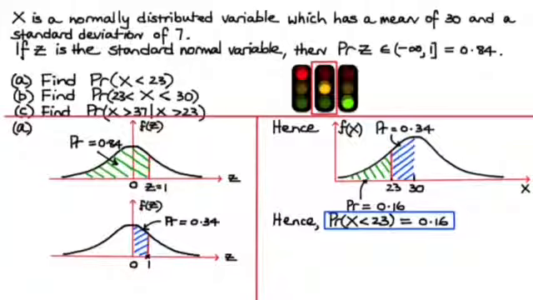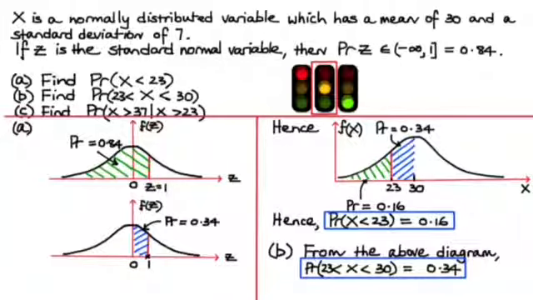Part B, guys, we want the probability that x lies between 23 and 30. Well, that's very easy. We've already worked that out, really, in Part A, haven't we? We know that that blue hatched bit there, which is what we're talking about, is going to be 0.34. So there is our answer. As simple as that. This is really easy stuff, this normal distribution stuff, in my mind.